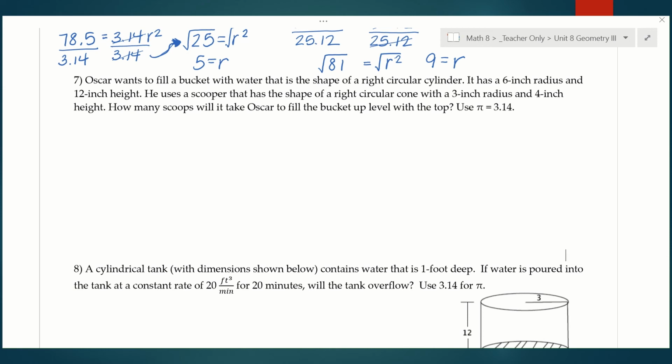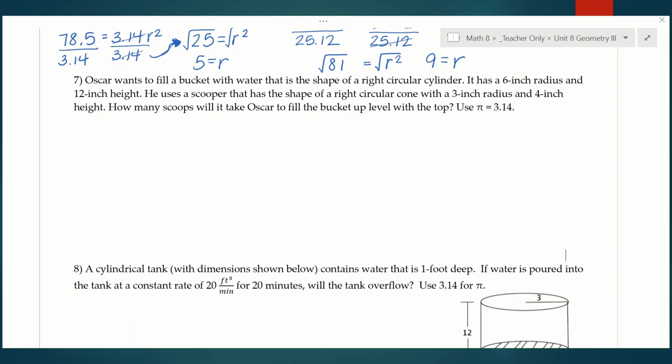All right, so let's talk about what's going on here. We have this bucket. It is a cylinder, which most buckets are. The reason they say a right circular cylinder is just to show that it's not bent, it's not slanted, it's a bucket standing straight up, which is what buckets usually look like. And then Oscar is using a scooper that's in the shape of a cone. He's scooping water, and we want to know how many scoops it's going to take Oscar to fill that bucket up.